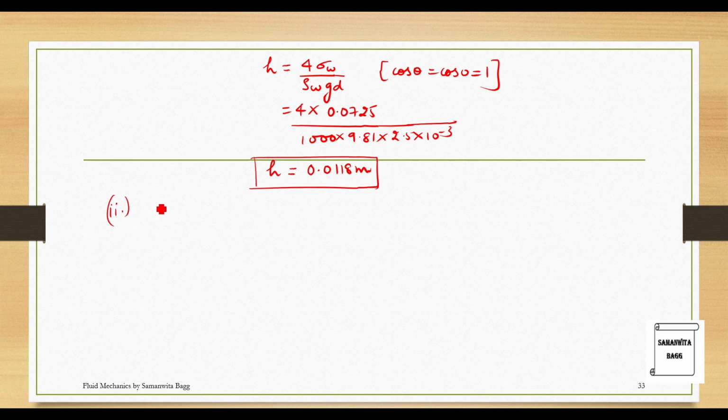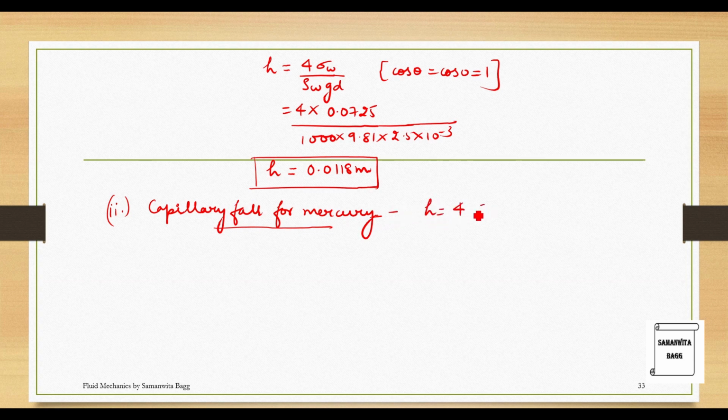And the second thing that I want to calculate is the capillary fall for mercury. Again, I'm going to use the formula of h, which is 4 sigma cos theta upon rho g d. So cos theta is going to be, this is sigma mercury, this is cos of 130 degree. Here we have rho of mercury, g and d.